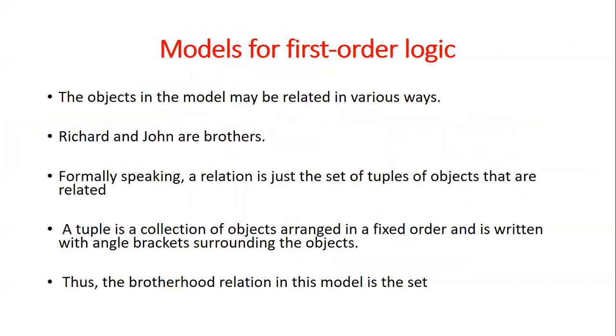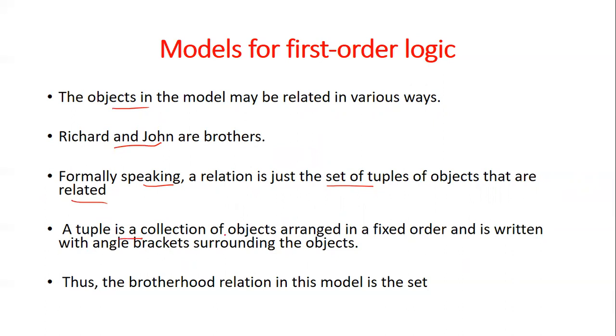Now, what we can infer from the previous diagram is that the objects in the model may be related in various ways. For example, in the previous case, Richard and John were related as brothers. So Richard and John are brothers. Formally speaking, a relation is just a set of tuples of objects that are related. So a relation is nothing but a set of tuples of objects that are related. We'll discuss an example for this.